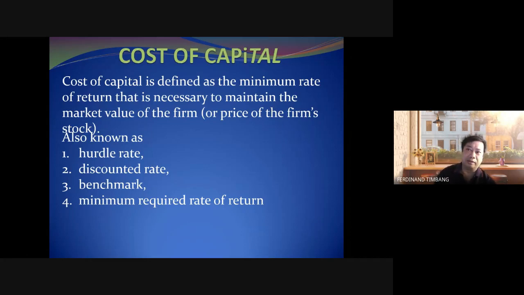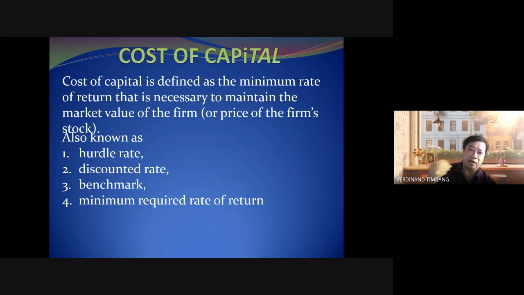Okay, so yung topic natin is about cost of capital or weighted average cost of capital. So anyway, when it comes to the discounted cash flow model, we are using the cost of capital as the discount rate to get the present value. So yung DCF model na tinatawag natin, yung discounted cash flow. So we are using that cost of capital as a discount rate to get the present value of the cash inflows.